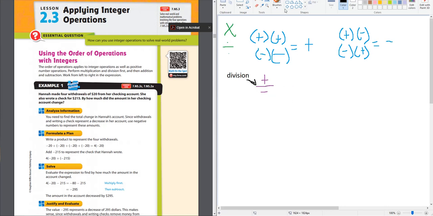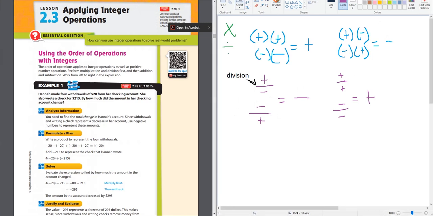So if I have a positive divided by a negative, or if I have a negative divided by a positive, both of these will equal negative. Okay, different signs, just like up here, different signs, negative. If they're the same sign, positive divided by positive, or a negative divided by a negative, these equal positive. So again, same signs, positive. Different signs, negative.